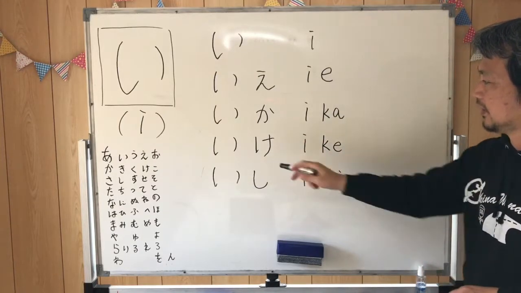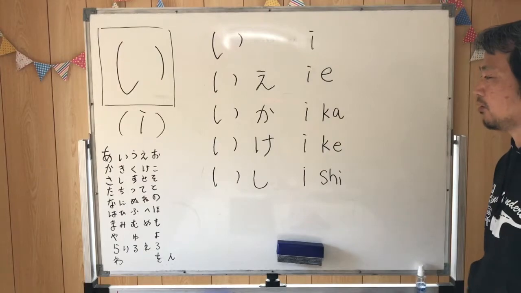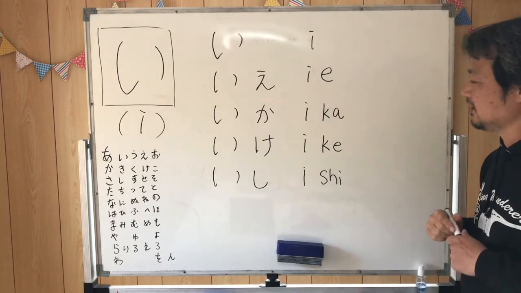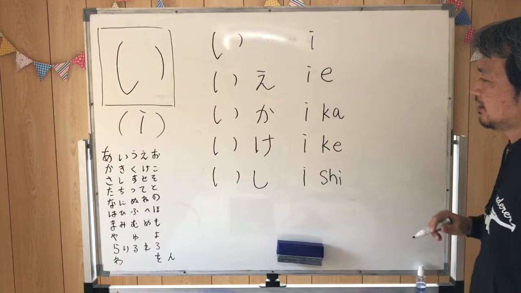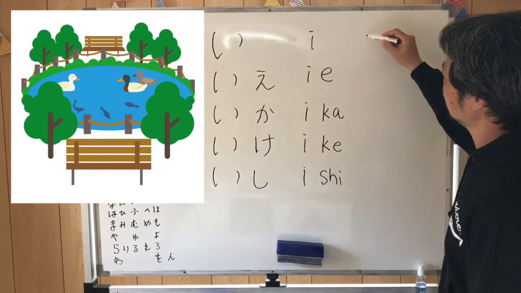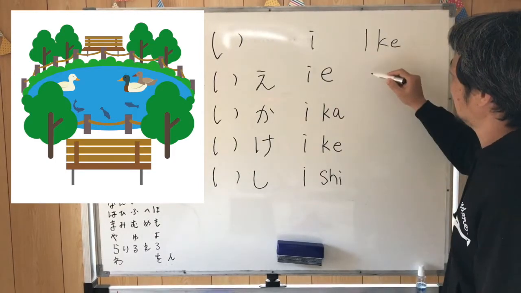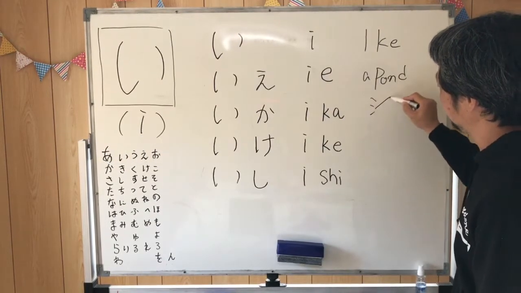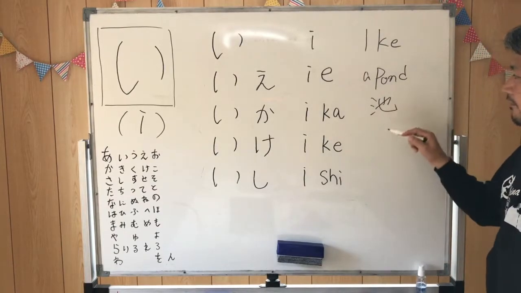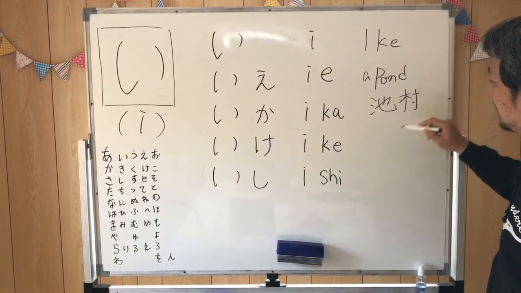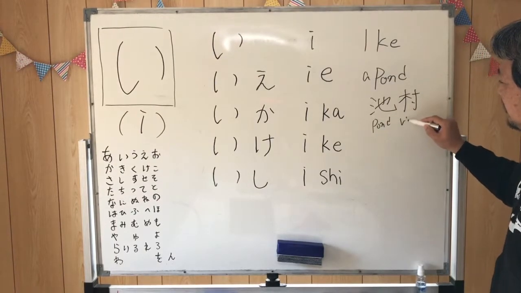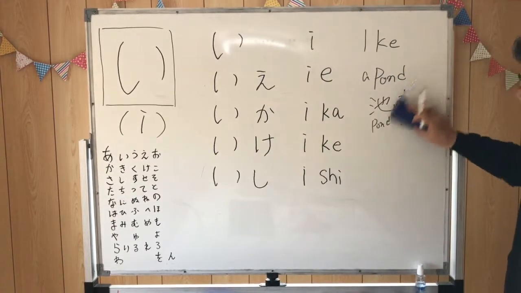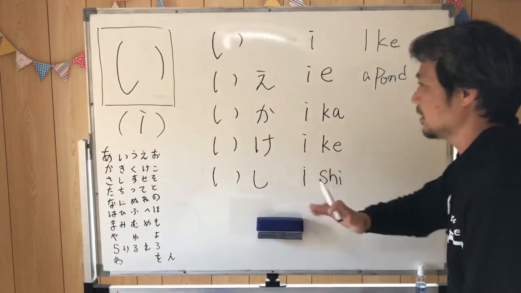Ike. Oh, I said I before. My first name is Ikemura. Ike. See? Ike is a pond. Yes, that's my first name. Ike Mura. Pond and village. Okay. Pond. Ike.